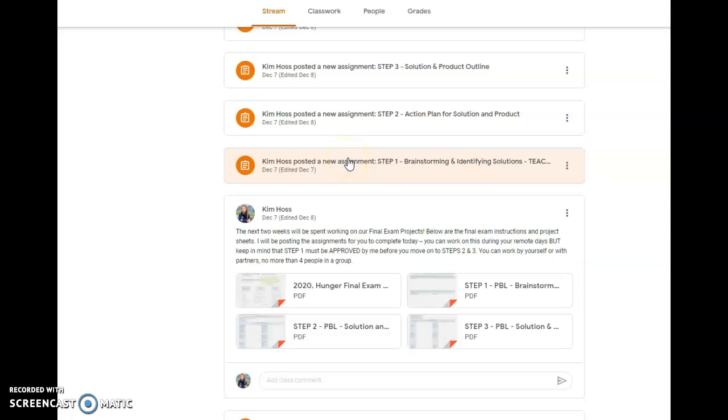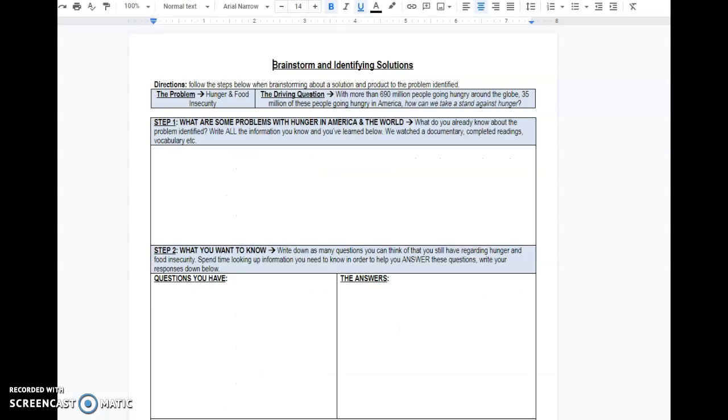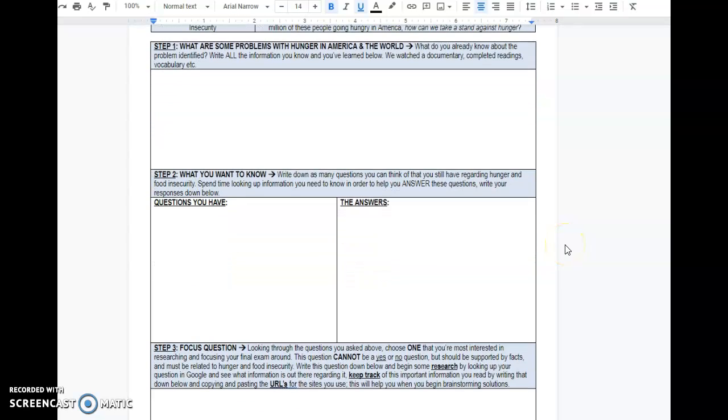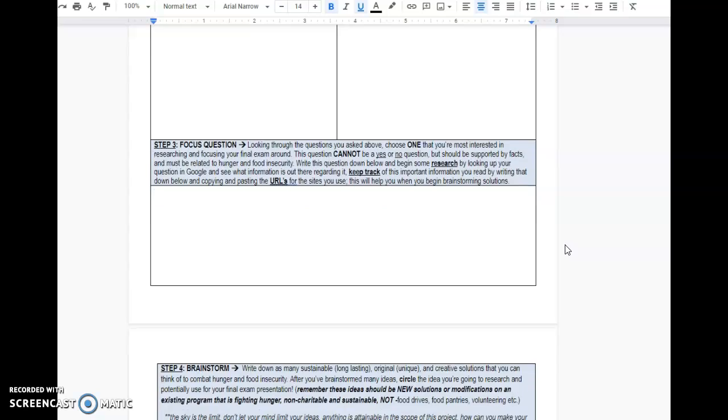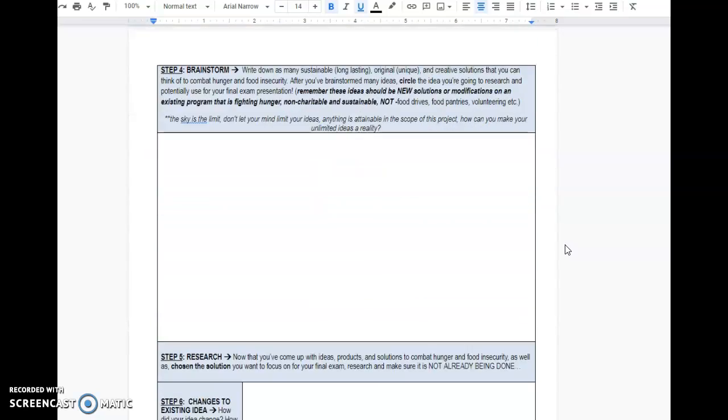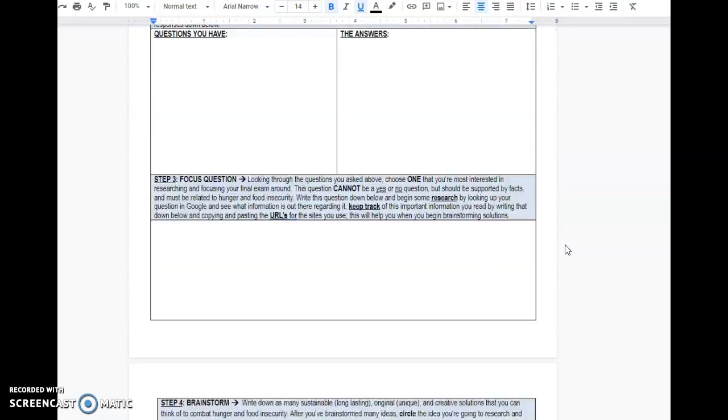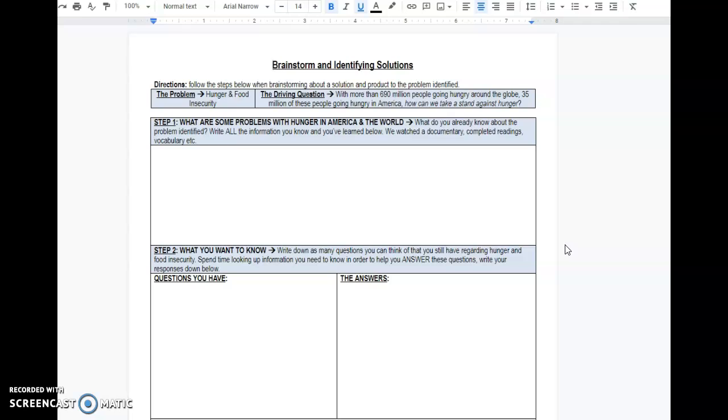Before we get here, you're going to want to go to step 1, which is your brainstorming sheet. And this is what it looks like. I have made each of these assignments in a step-by-step manner, so it's easy for you to follow as you go through and answer these questions. This is your first sheet that you should be working on. And what you're doing is you're coming up with your solution.